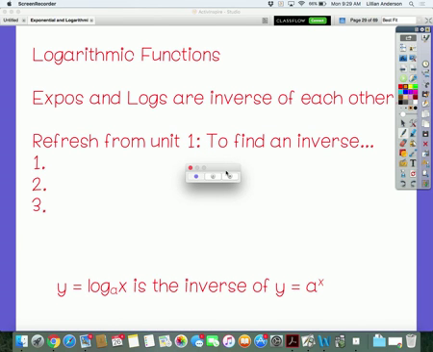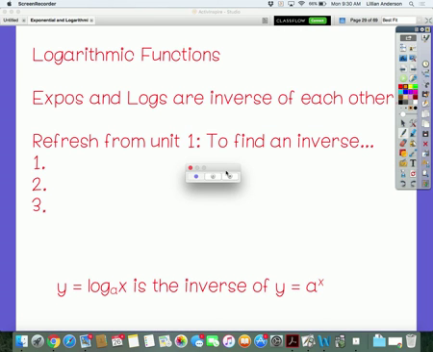So now we're looking at logarithmic functions, guys, specifically. Not just a regular log, but actually the function itself. So we're going to be looking at the graph. Exponentials and logs are inverses of each other. That's why we're able to go from one form to the other so easily. So y equals log base a of x is the inverse of y equals a to the x.